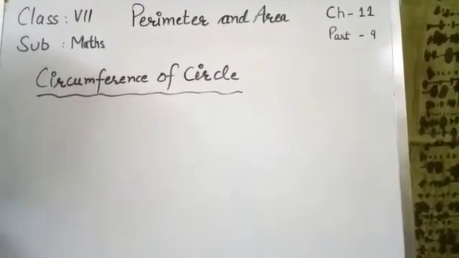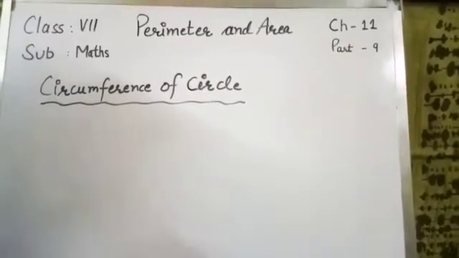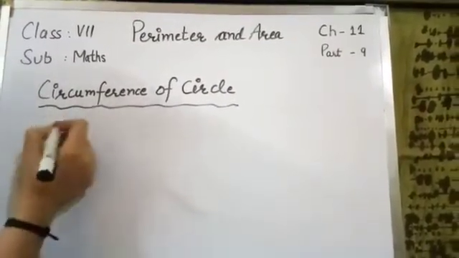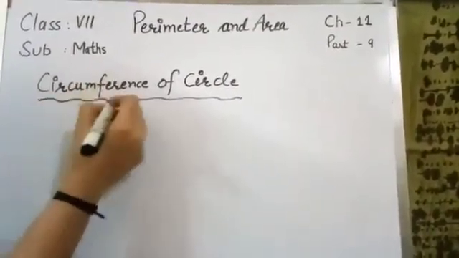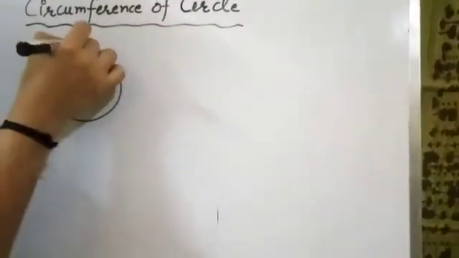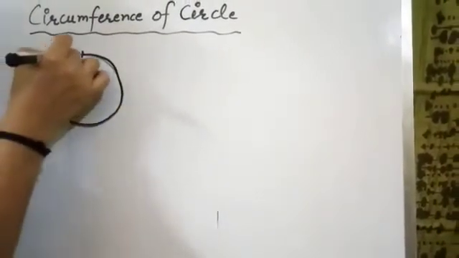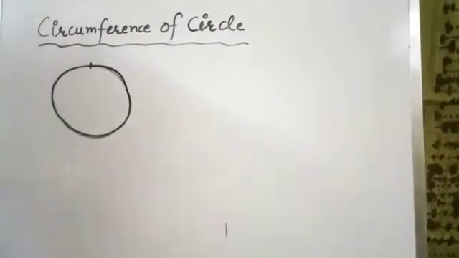Do you know the word perimeter? The length of the boundary of a closed figure is called perimeter. And in terms of a circle, the perimeter is the circumference of the circle. This is the circle, and the circumference is the length of the boundary of this closed figure. This boundary length is known as the circumference of the circle.